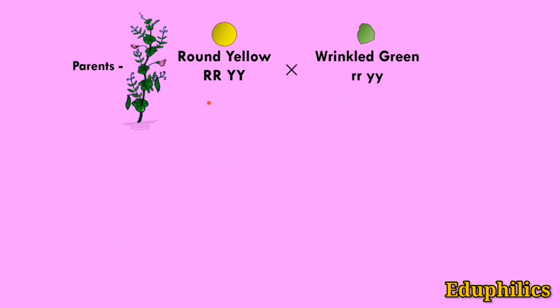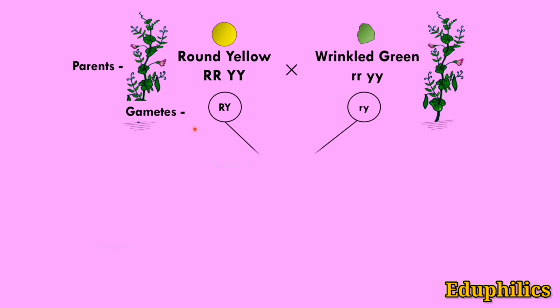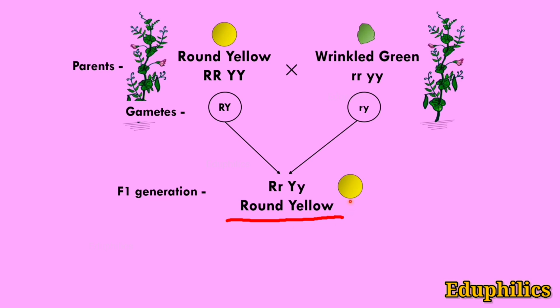A pure breeding plant grown from round yellow seed is crossed with another plant grown from wrinkled green seed. These parent plants produce gametes. The fusion of these gametes produces F1 generation. All seeds of F1 generation have round yellow phenotype and the genotype is heterozygous in condition.